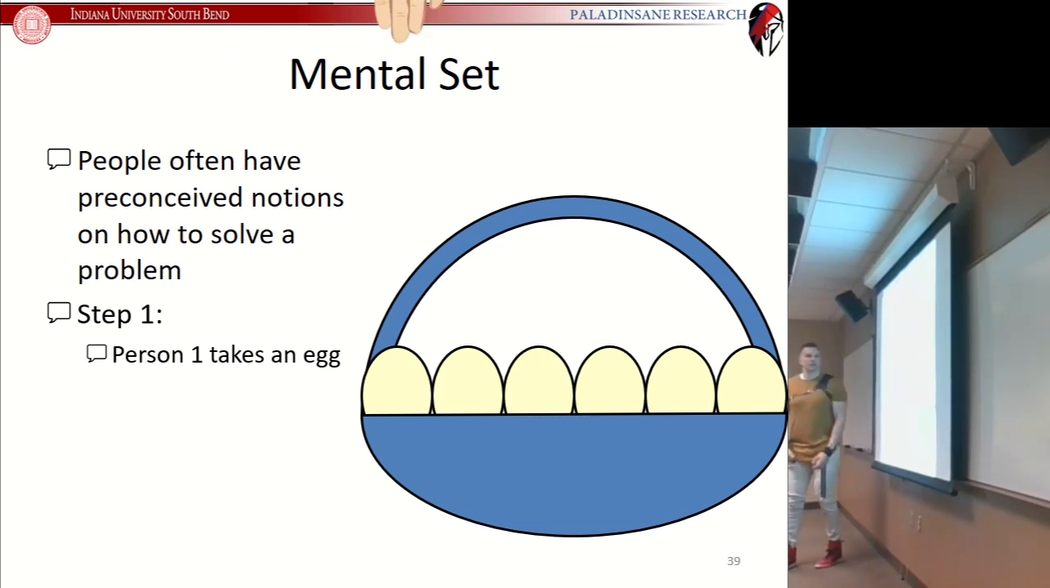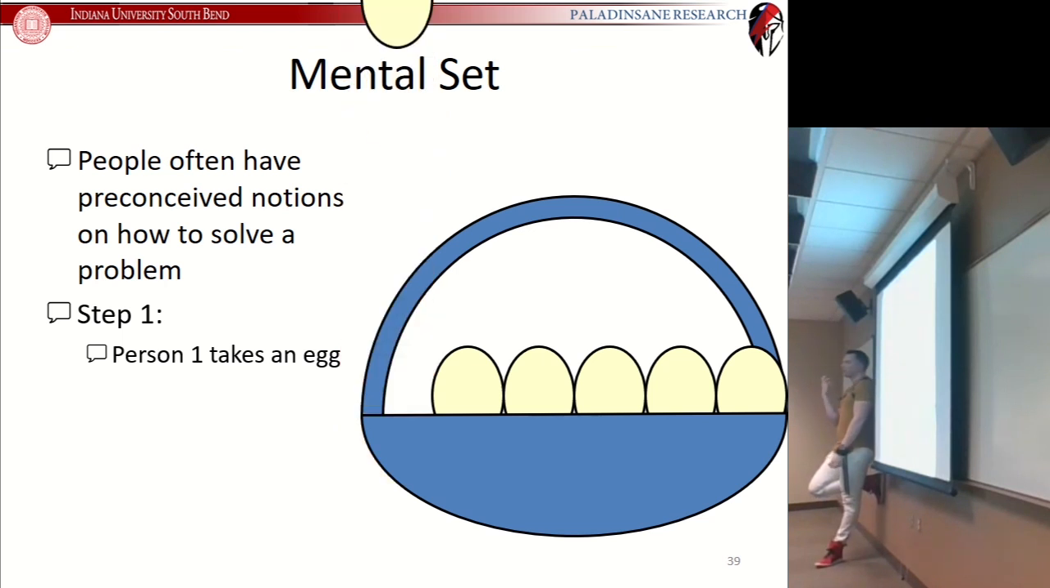Then you evaluate your situation after applying that particular strategy, after applying that way of solving this problem, person one takes an egg. You take a look at your situation and you're like, all right, I used to have nobody with an egg and six eggs in my basket. Now I've got one person with an egg and only five eggs in my basket. I'm closer to that solution. Everybody has an egg. So you say, all right, I'll do it again. Let me try this strategy again. Person number two takes an egg.